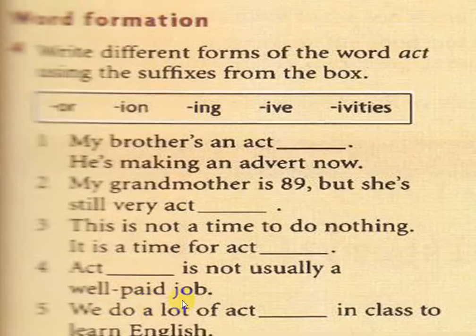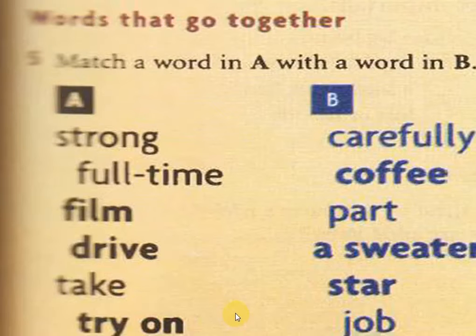Acting is not usually a well-paid job. We do a lot of activities. Activities means نشاطات. Number five, we do a lot of activities in class to learn English, which means we add the suffix ivities to number five, so it becomes activities. We do a lot of activities in class to learn English.